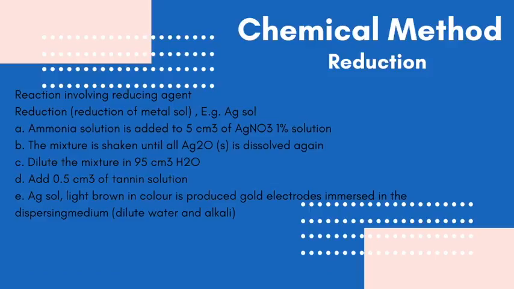First, ammonia solution is added to 5 cm³ of silver nitrate 1% solution. The mixture is shaken until all Ag2O solid is dissolved again. Dilute the mixture in 95 cm³ of water or H2O. Add 0.5 cm³ of tannin solution. The function of tannin is to give some color, and Ag salt, light brown in color, is produced. Gold electrodes are immersed in the dispersing medium.